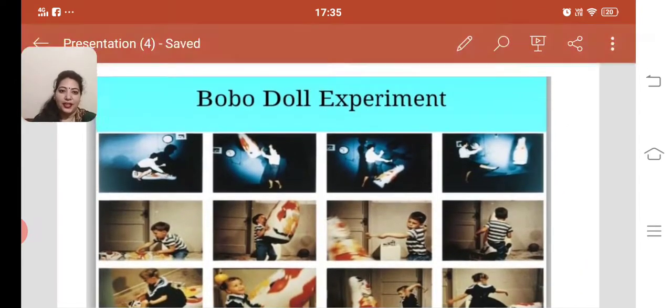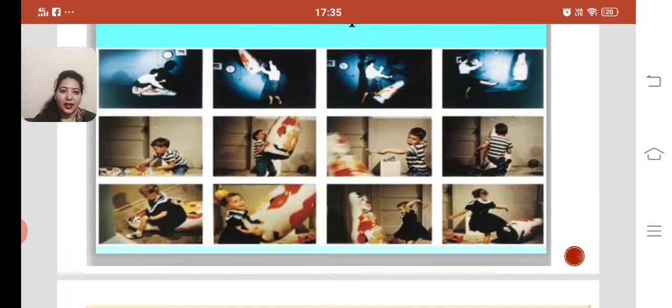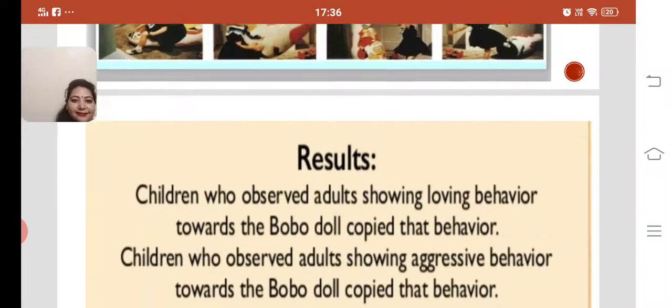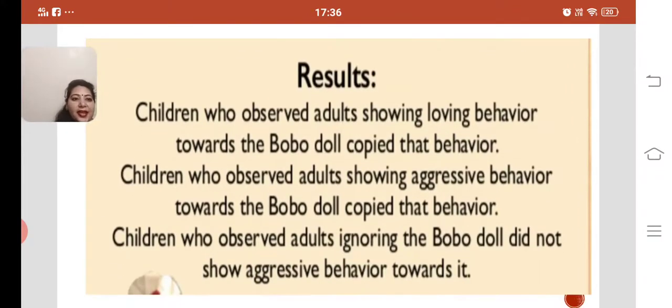Now look at the pictures also. Here the children are showing aggressive behaviors. Some are playing. Now the results that came when the children observed the model.